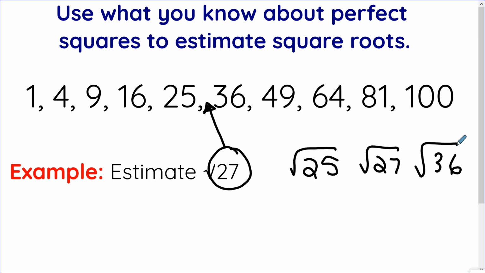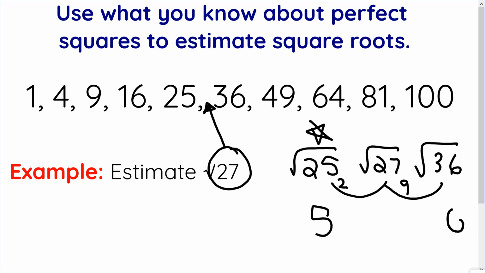Now, if we look at 27, it is 2 away from 25, and it is 9 away from 36. So I can see it's definitely closer to the square root of 25. Now, the square root of 25 is 5. The square root of 36 is 6. So in between 5 and 6 are a whole bunch of numbers. The square root of 27 is going to be closer to the square root of 25, which is 5.